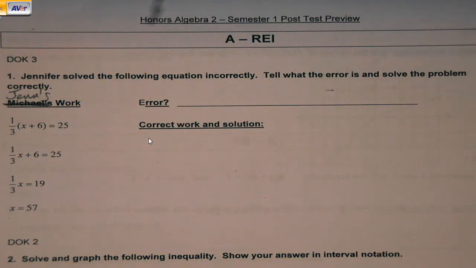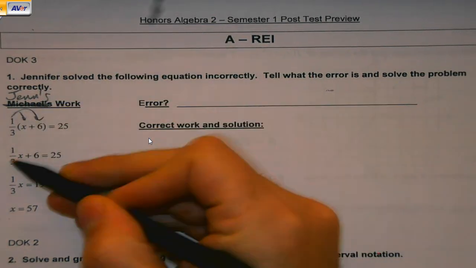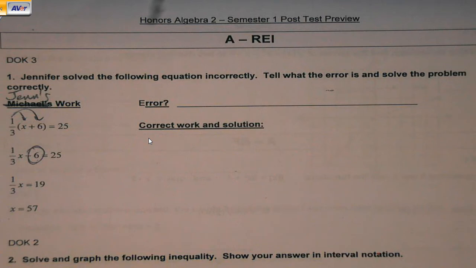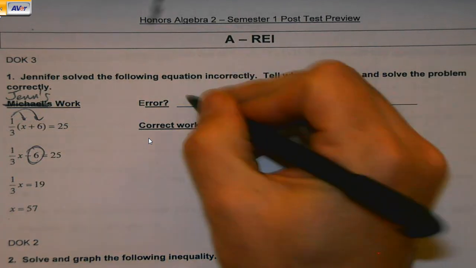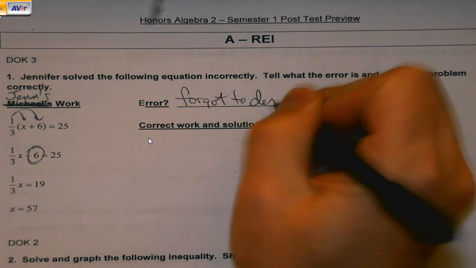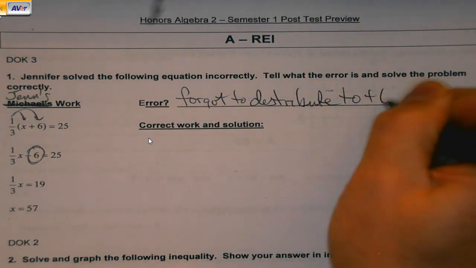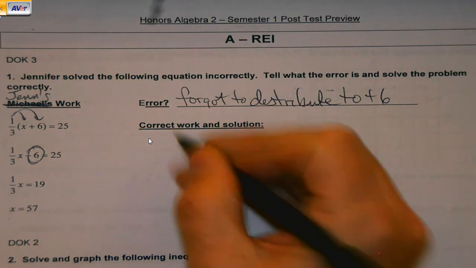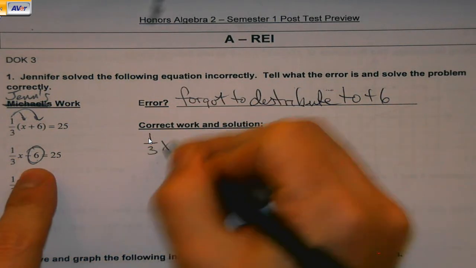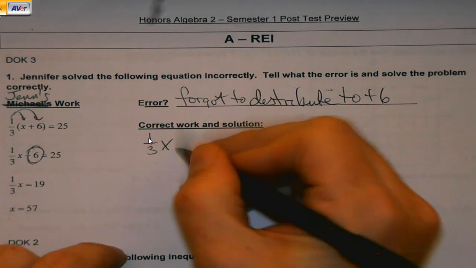Tell what the error is and solve the problem correctly. Okay? So I start looking through, and I'm like, all right, so we distribute first. That'd be 1/3. Oh, there's my problem. She didn't distribute here. She forgot to distribute to the +6, or some way of writing it. You also can show me in the correct work, where that'd be 1/3 x, and then 1/3 of 6 is 2.